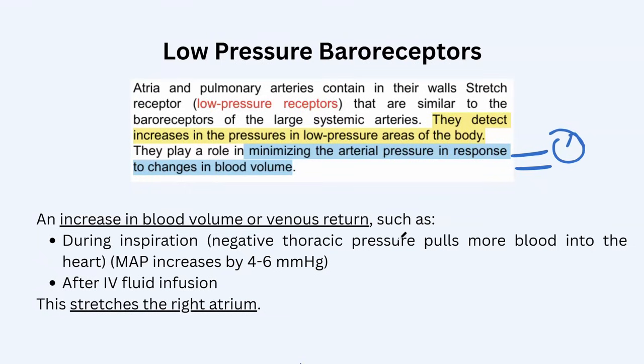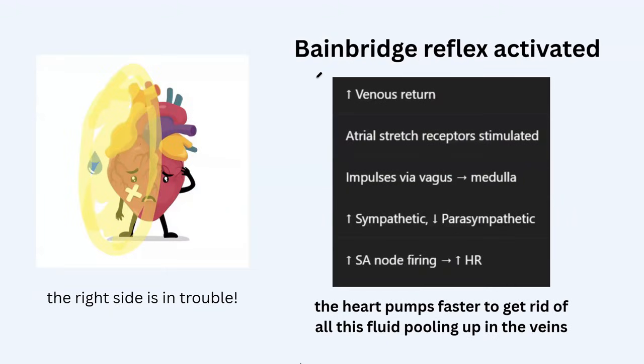Okay? After IV fluid infusion, if you take a person and you put a lot of IV fluid into him or her, that is going to increase the amount of blood in the vessels. And at the end, all of the blood has to go where? Into the heart. So all of the blood is going to go into the right atrium. The right atrium is going to expand, okay? And that is going to activate what we call the Bainbridge reflex.